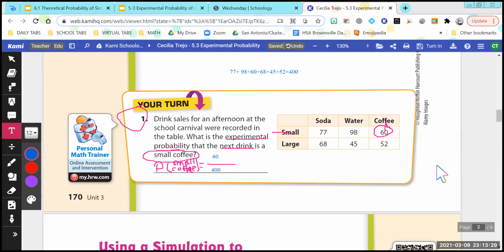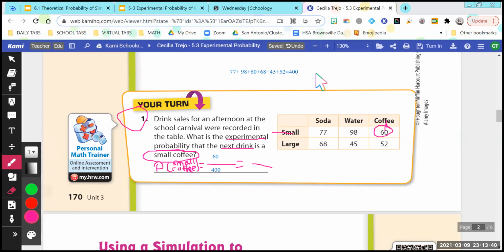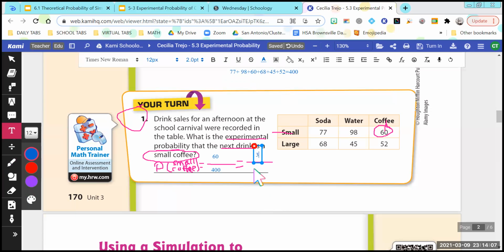As always, we need to simplify this one down because I can, so I'm going to do this one live for you so you can see that it is done. If you just got 60 over 400 and you didn't simplify, give yourself a pat on the back because you got the correct probability fraction. And remember, on your STAR test or on your quiz, it's going to give you the answer simplified. So my answer is right, I just need to simplify it. That's easy to do. Once I simplify, it is 3 over 20.